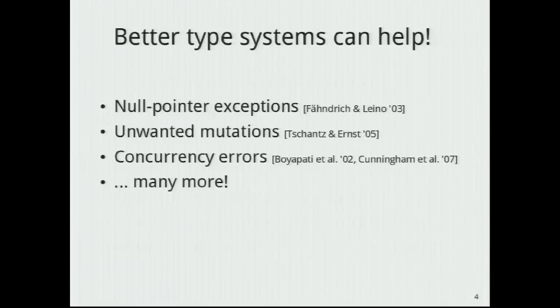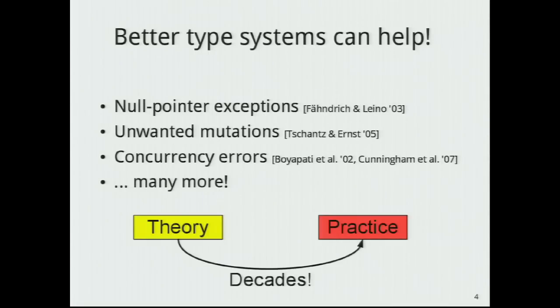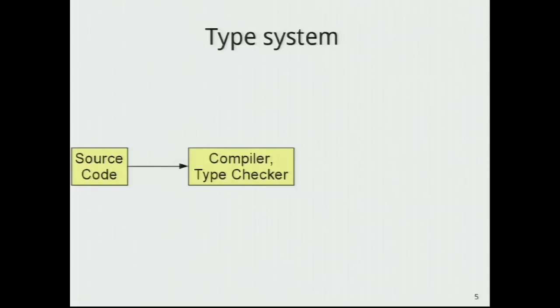So the good news is that type systems can prevent all of these. If you're using the right type system, it will reject this code, and it'll only be able to run code that's actually correct. Type systems exist to handle null pointer exceptions, unwanted mutations, concurrency errors, and lots more. So this is a solved problem in theory. The difficulty is that it takes a long time to transition from theory into practice. We've seen the rate of releases of the Java language. So I want to tell you about a different way, a way we can leapfrog that.